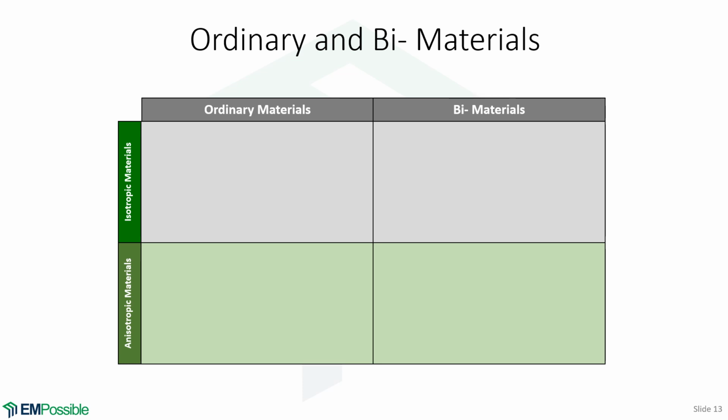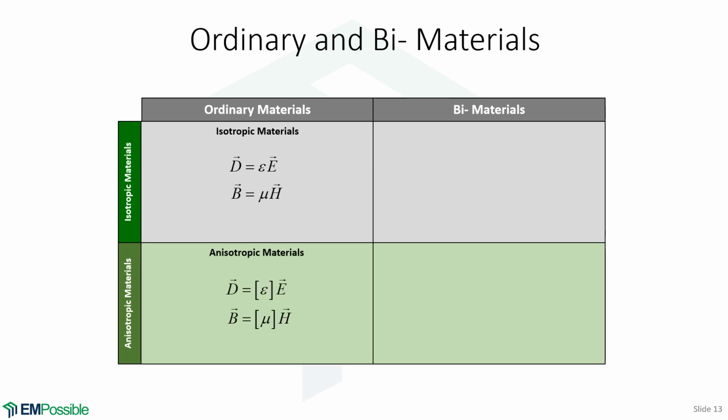Last, we'll classify all materials as either ordinary or bi-materials in various combinations. We can have materials that are isotropic and also ordinary, and we just have our ordinary constitutive relations. This is what we'll use throughout this course, and I would say throughout almost all of the electromagnetics courses taught. These are the constitutive relations that are used because they're the simplest, but they're definitely not the only ones. Let's keep going.